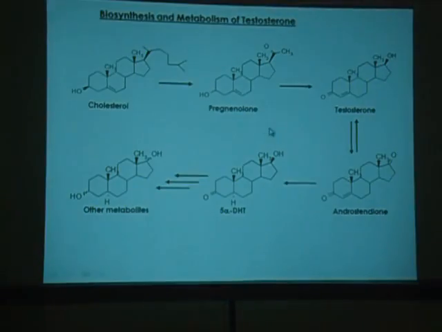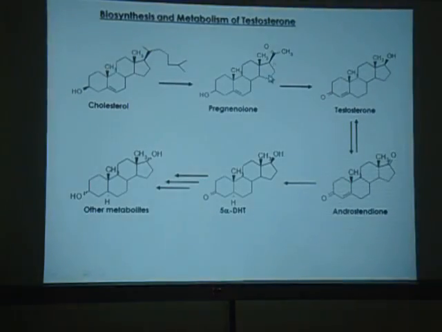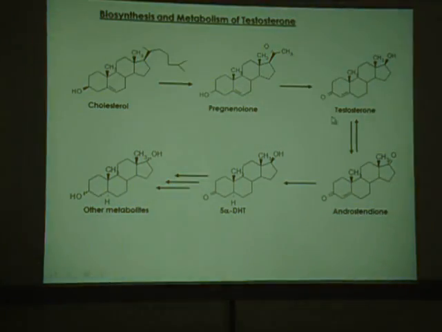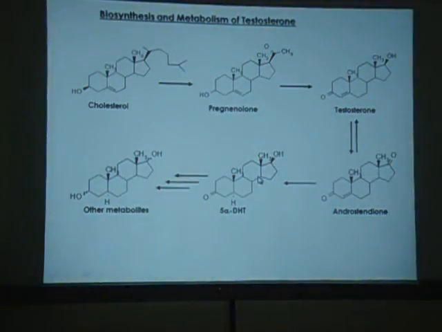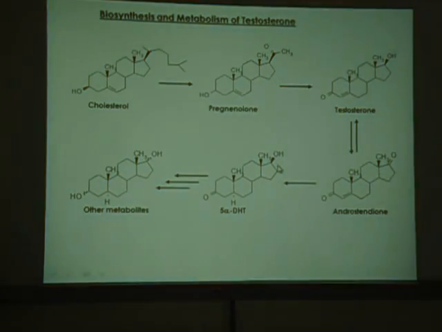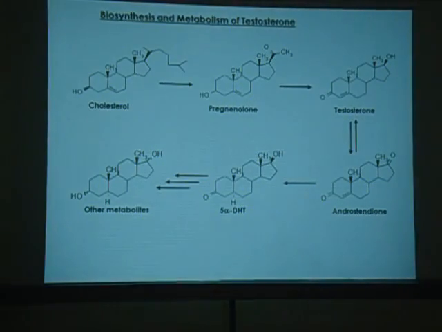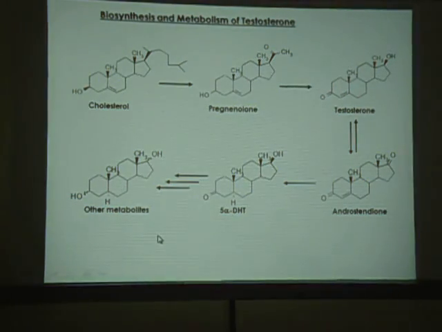Just remember, pregnenolone undergoes 2 pathways where the final end product is the synthesis of testosterone. From testosterone we get the intermediate products, that is androstenedione and 5-alpha dihydrotestosterone. This 5-alpha dihydrotestosterone has more affinity for the androgen receptor than testosterone. Then further it is metabolized.